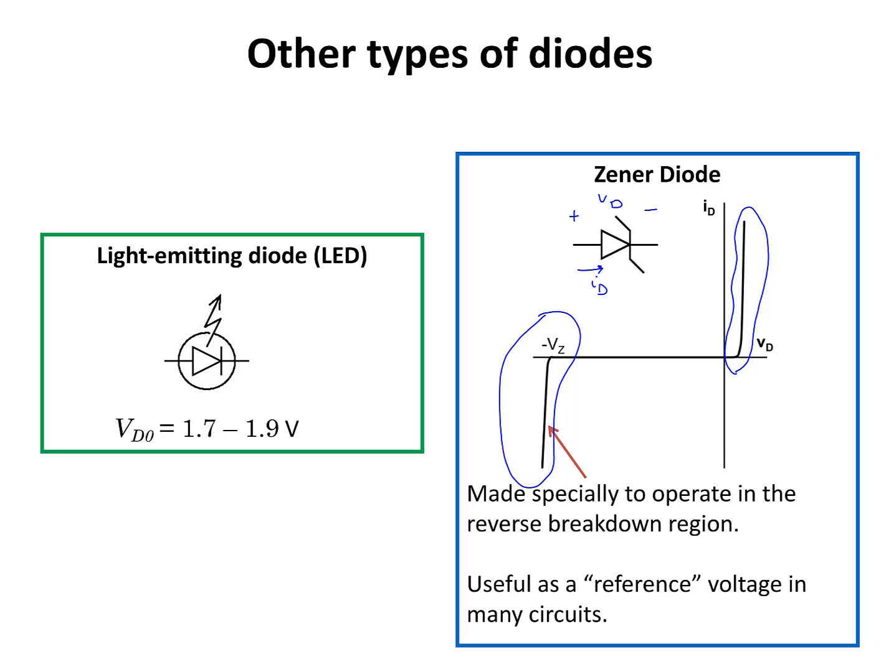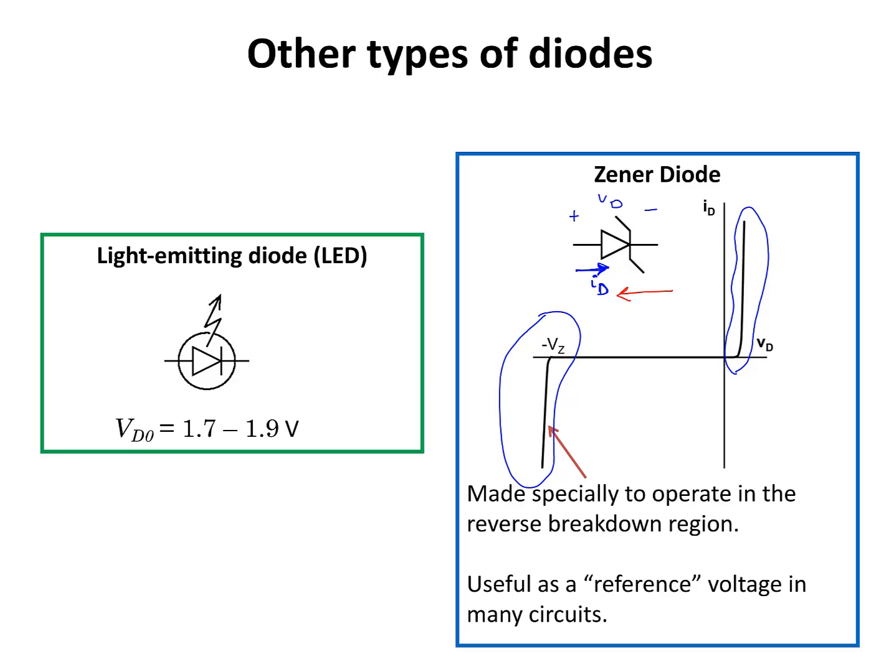In that case, VD is going to be equal to negative VZ, and in the piecewise linear model, we're going to assume that the voltage drop across the diode is at a constant value equal to negative VZ, or the Zener voltage. And in the Zener region, the current that flows through the diode has a negative value. In other words, in the Zener region, the current flows in this direction in the diode. So if we label the current through the diode in this direction as ID, then this ID is going to have a negative value when the Zener diode operates in the Zener region.